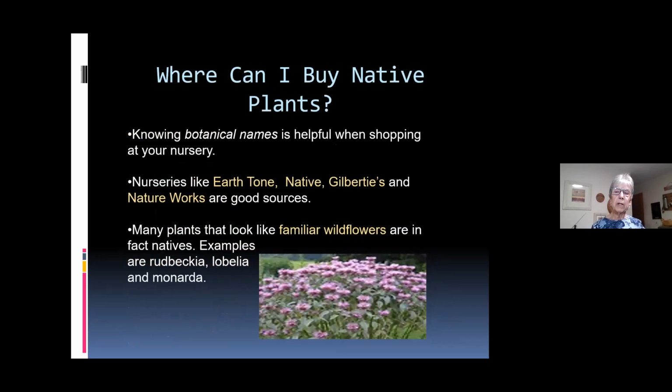A lot of them have been crossed with other things, called cultivars, and they're called nativars. And I'm not saying that they're bad, they're just not as good as the true natives. But if you go to nurseries like Earth Tones and Native in Fairfield and Gilberti's and Nature Works, you can pretty much be assured that you're getting native plants. And many of the plants that look like wildflowers are in fact natives. So if you like that wildflower look, then natives are for you.